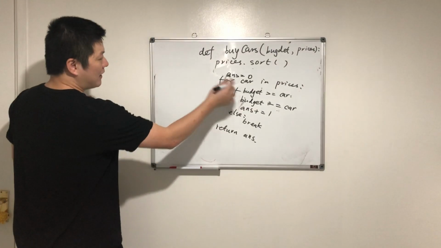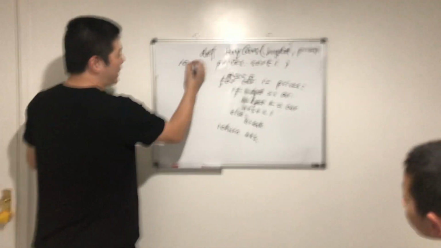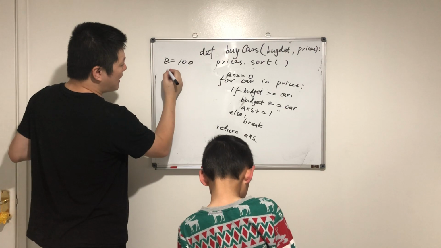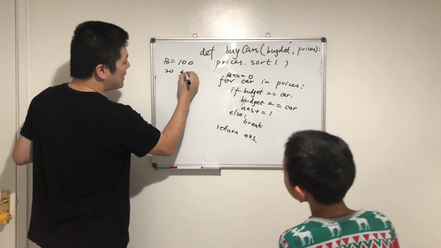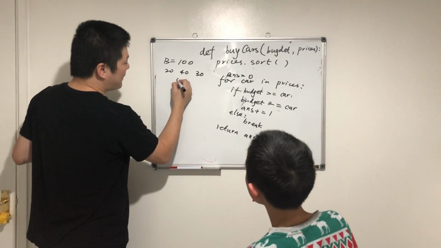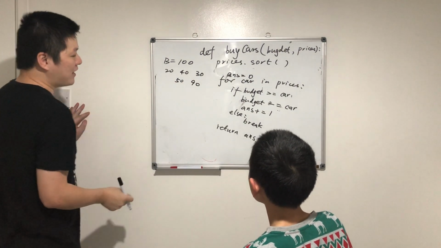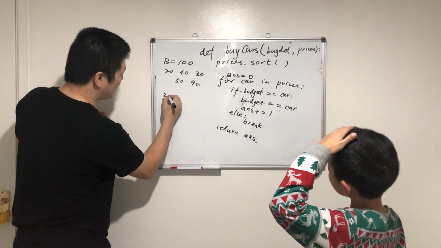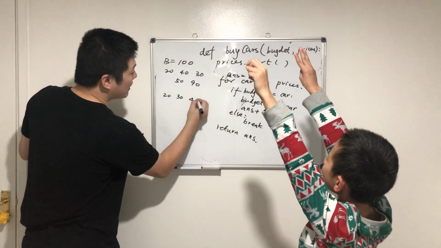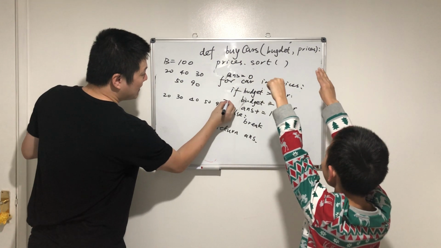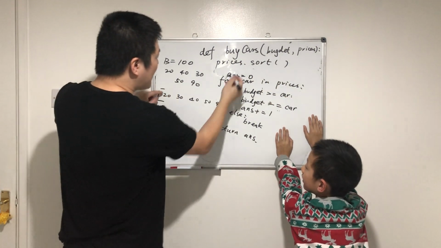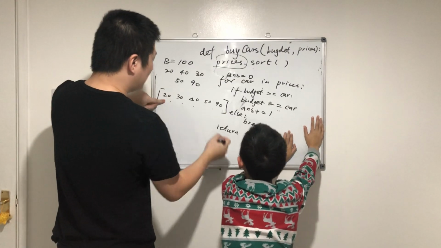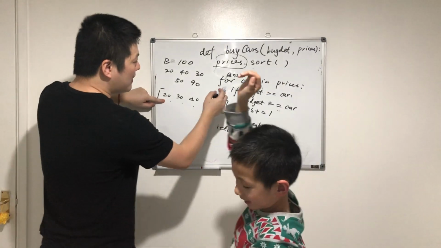Okay, so look. Let's say we have a budget of 100. Budget equals 100, and the cars are 20, 40, 30, 50, and 90. Can you tell me how to do it? Prices dot sort, then the prices will become 20, 30, 40, 50, and 90. After this sort, the prices will become this, yes?